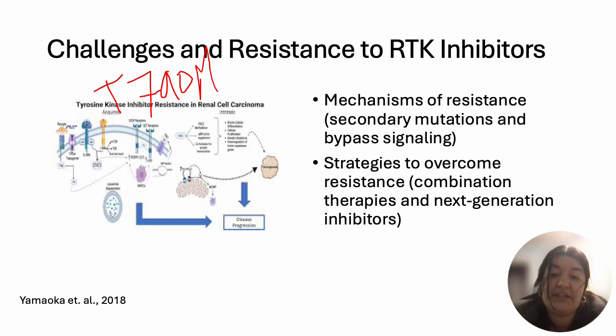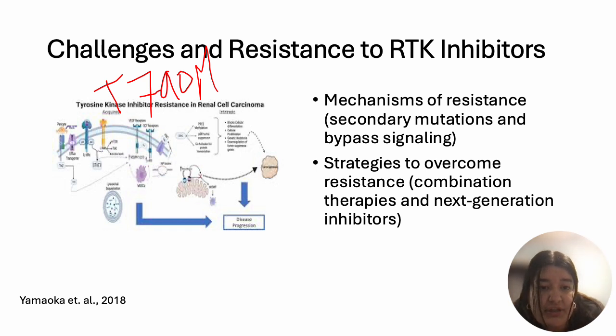Next, there's bypass signaling, where activation of alternative signaling pathways occurs due to tumor cells. This allows them to bypass an inhibited RTK. For instance, activation of the RAF pathway or other RTKs can help maintain cell survival and proliferation, even in the presence of inhibitors. Now, after all that negativity, it is time to go over some strategies to overcome this resistance.